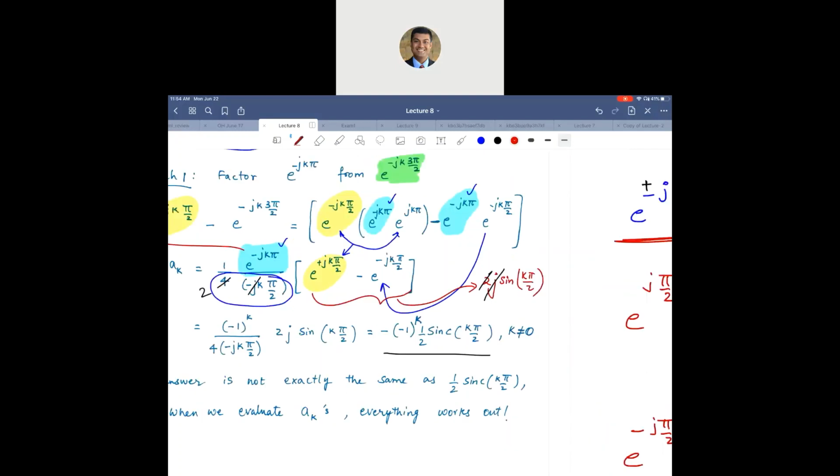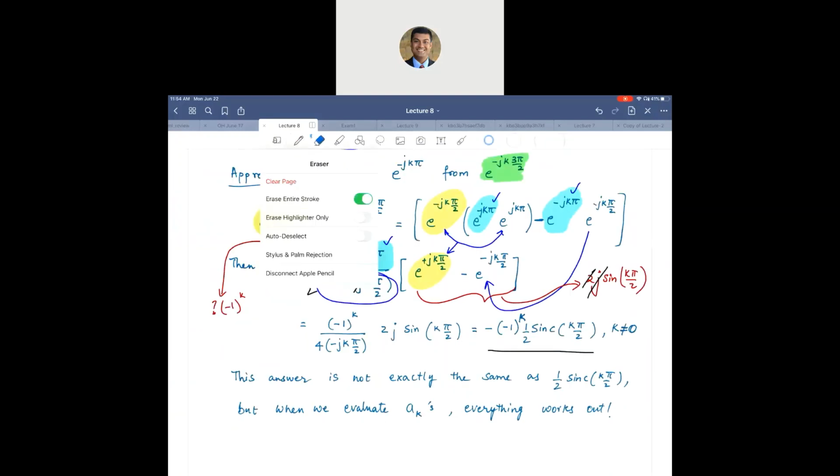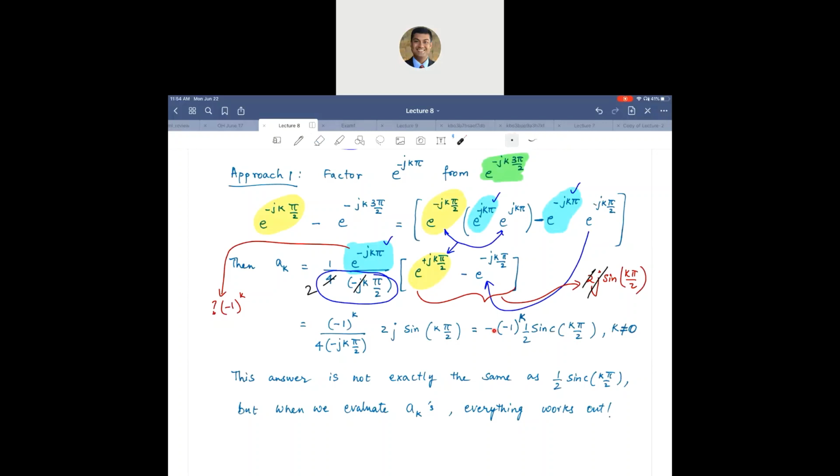So we simplify and we will be able to write this as this term here: negative of -1 raised to k, half sinc k pi over 2, when k is not equal to 0. And as you can see, this is not exactly the same as half sinc k pi over 2, but when you actually evaluate all the a_k's, they will evaluate to be the same as before. So in theory it is the same as half sinc k pi over 2. They don't look the same, but they evaluate to be the same.